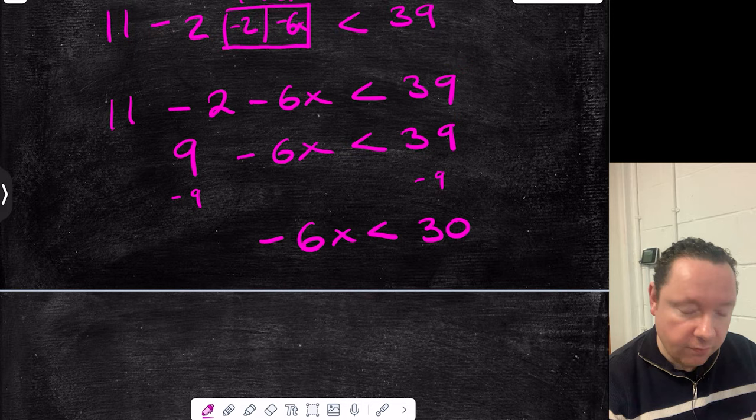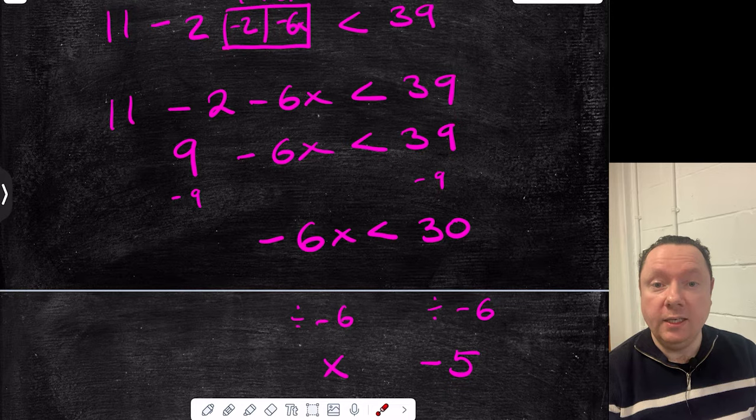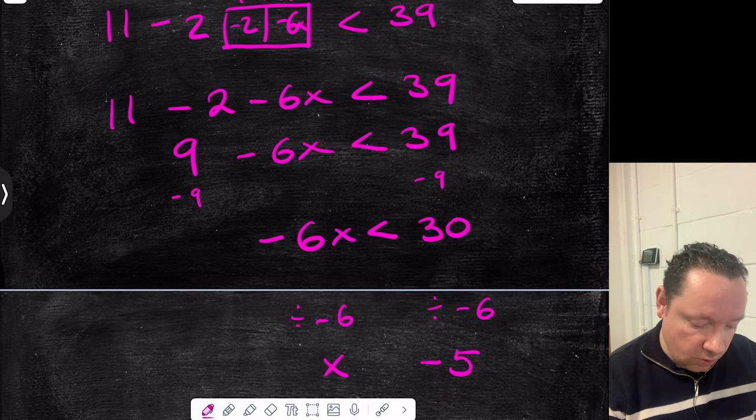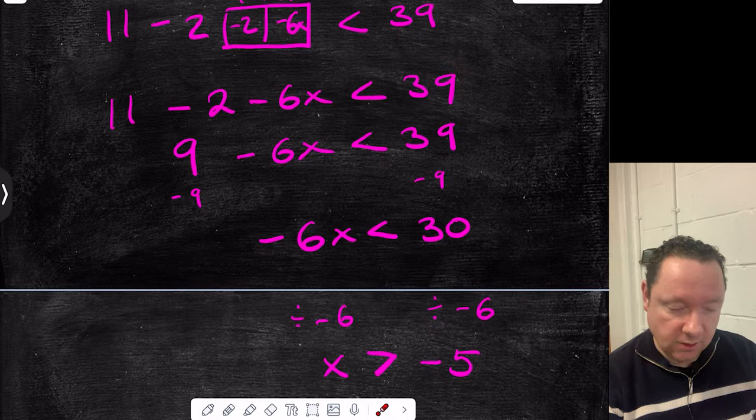So now I need to divide by the number in front of x. Divided by minus 6, divided by minus 6, that gives me x. 6 5s is 30, so that's minus 5. And here's one thing you need to remember, if you have to divide by a minus, then this flips the other way around, so it's x is greater than minus 5. The other thing you could have done is moved all your x's over to the right to keep them positive, and you might have got an answer like minus 5 is less than x. But either way, x is greater than minus 5, and you're done there.